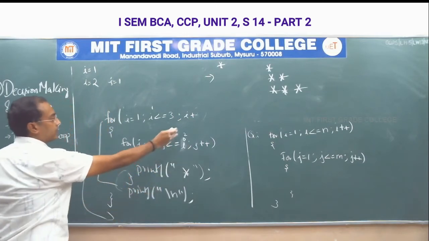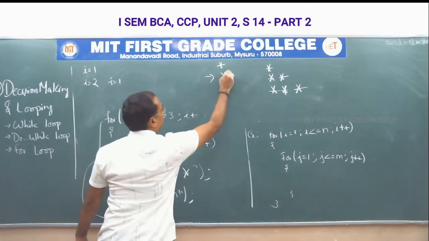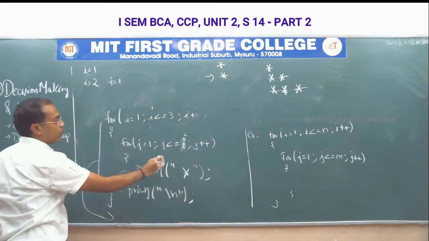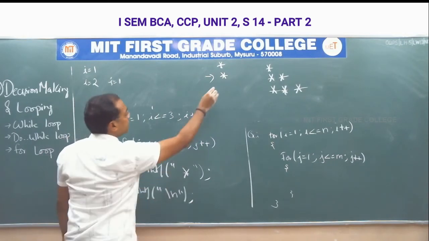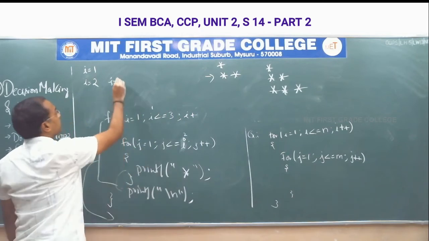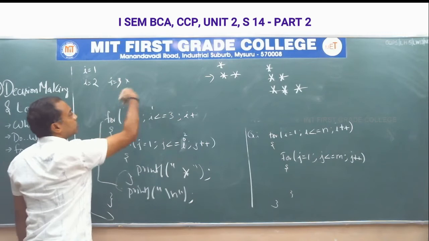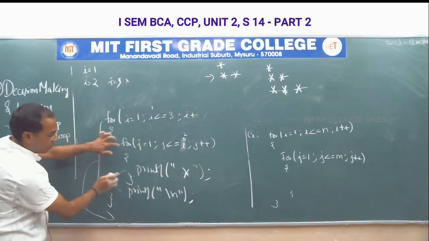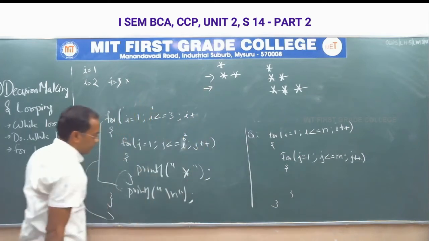Is 1 less than or equal to 2? Yes, it's true. Print 1 star. Then again, increment j. Is 2 less than or equal to 2? Yes, it's true. Print 1 more star. Increment j. j is now 3. Is 3 less than or equal to 2? No. Stop. Stop means come out of this loop. Execute the printf. Go to the next line.